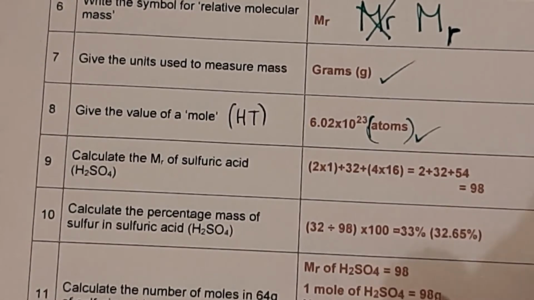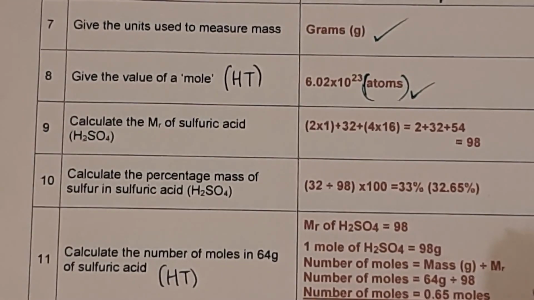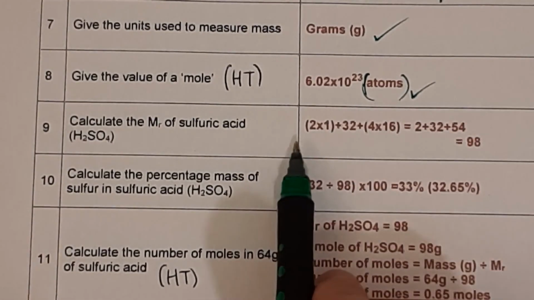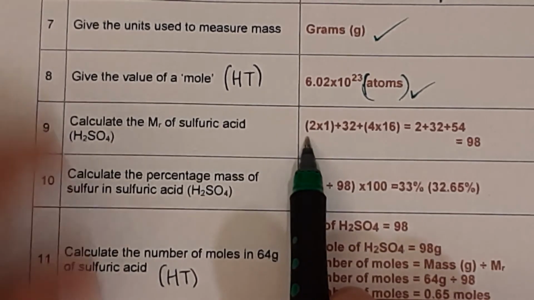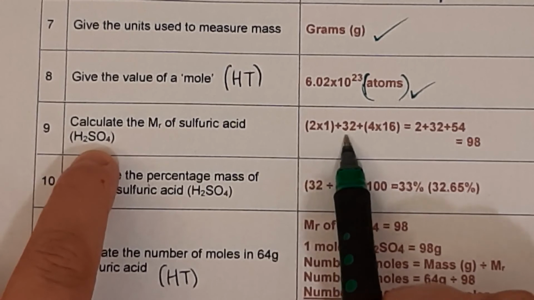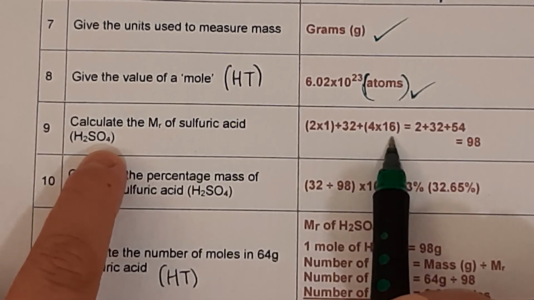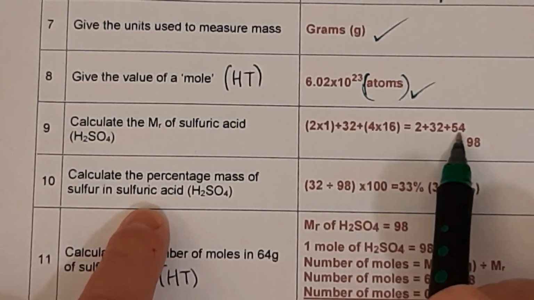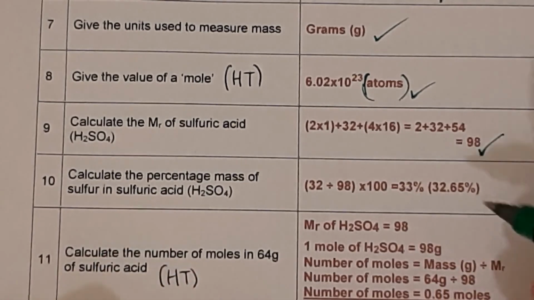Question 9. Calculate the relative molecular mass of sulfuric acid, H2SO4. Well, we've had to add all the different parts together. So 2 lots of 1 for hydrogen, 32 for the sulfur, and 4 lots of 16 for the oxygens. Gives us 2 plus 32 plus 64, which gives us 98. Whether or not you've shown your working, you still get the mark for this answer.